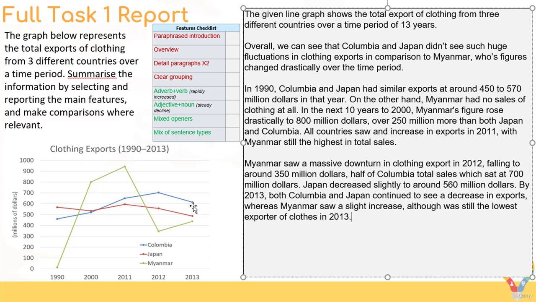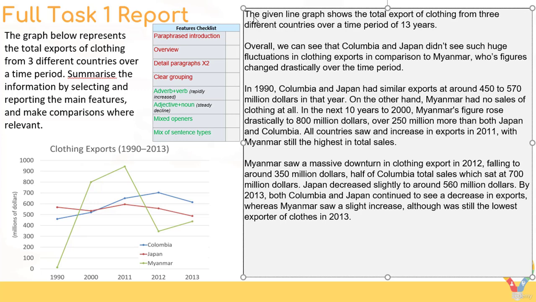Okay, I could go on to maybe describe that Colombia was the highest in the end and Japan was second, and give some more figures. But to be honest, I think I've gone into quite enough detail and I've described lots of the main data. So let's have a quick read through once more. Okay, so from the start, from my paraphrased introduction, and I can see from my checklist paraphrased introduction, yes, overview, yes, detailed paragraphs too, yes. So I know that I've structured this in the right way. Clear grouping, this is my data, how I've grouped and described my data here. So I know the examiner is going to find this quite easy to follow.